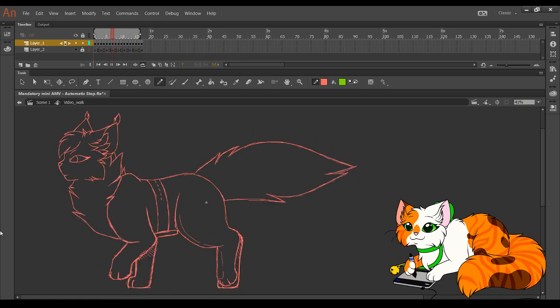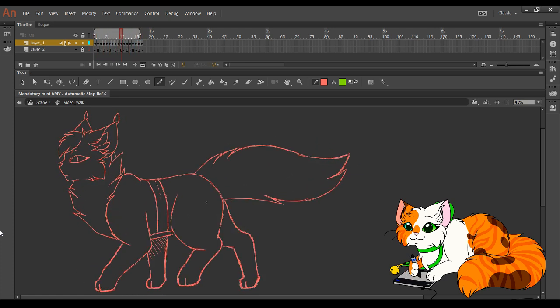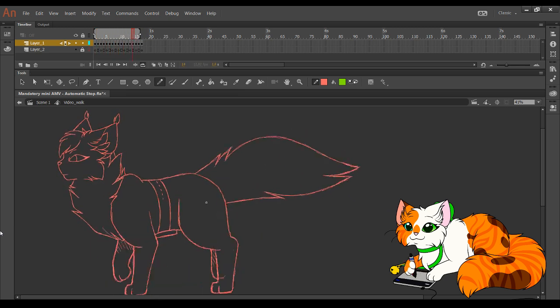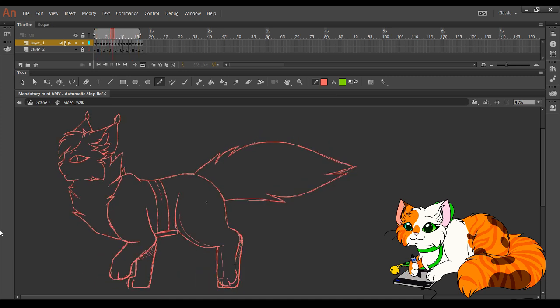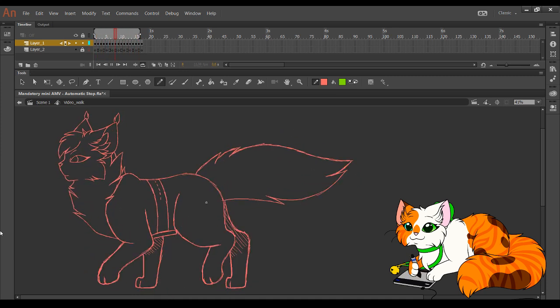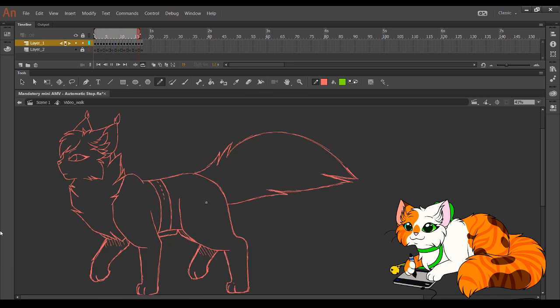Okay, it's a little bit slow by the preview, but anyway, it's still a preview. It's like half of the speed that it's supposed to be, but yeah, at least it's still something.